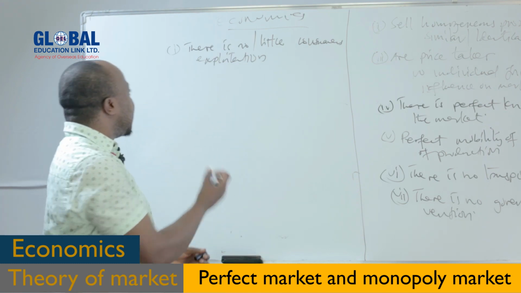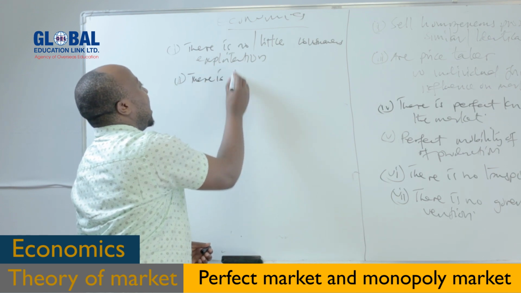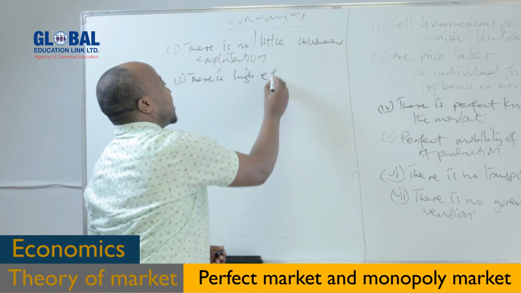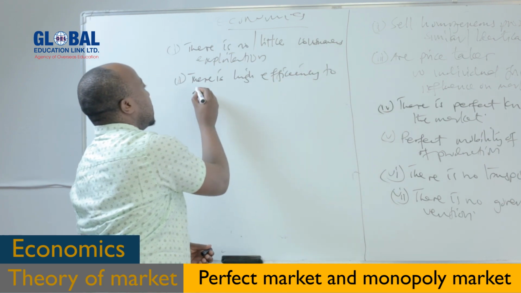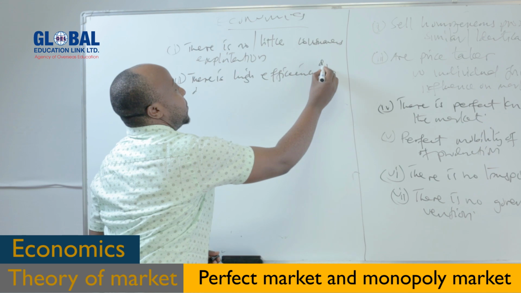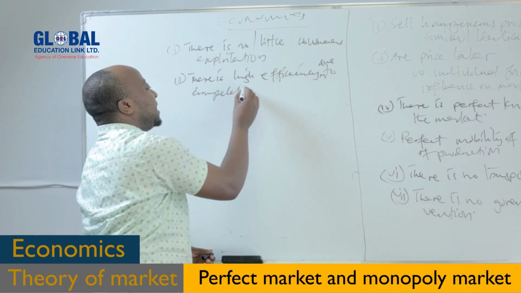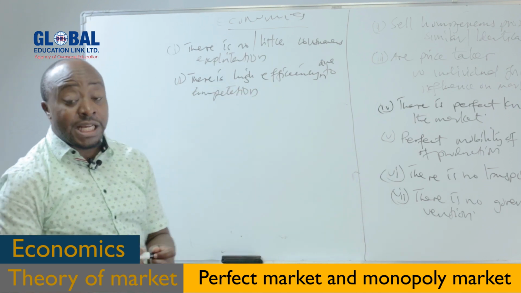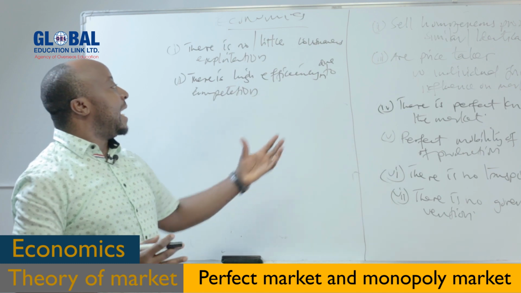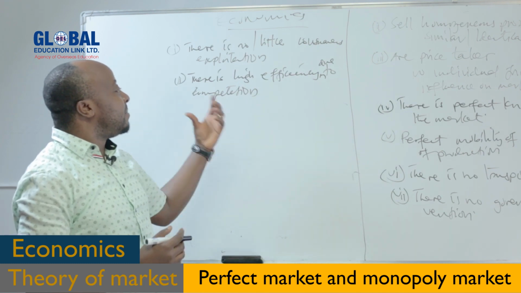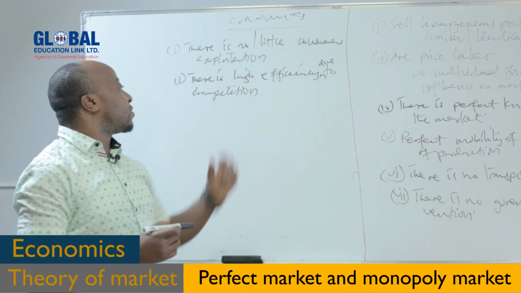The second advantage is there is high efficiency due to competition. Because firms compete to win the market, and because they are producing a homogeneous product, there is very high competition in the market. Now, due to high competition, there is a possibility that you can find efficiency in the market. It will be high efficiency because of competition.